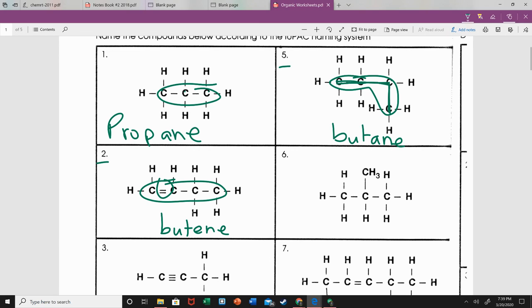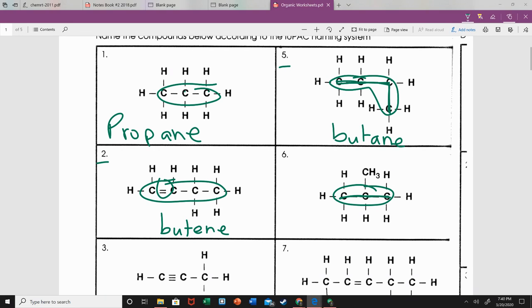Okay, so question number 6. First step, always count the longest carbon chain. So 1, 2, 3. Now backwards. 1, 2, 3. Oh, there's one up there. 1, 2, 3. 1, 2, 3. 3 is the longest I can count. So then I am going to circle my longest carbon chain.